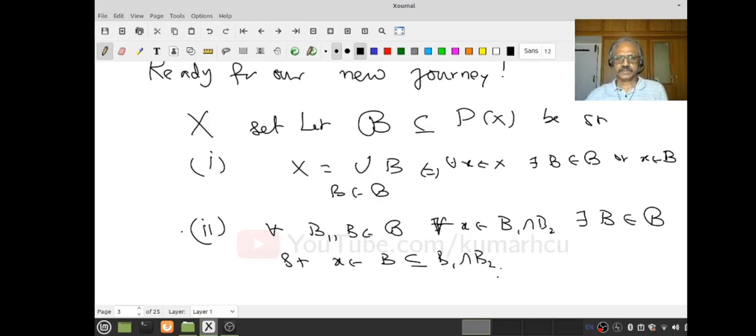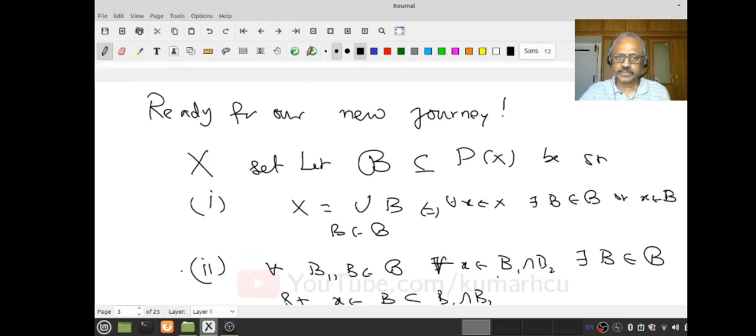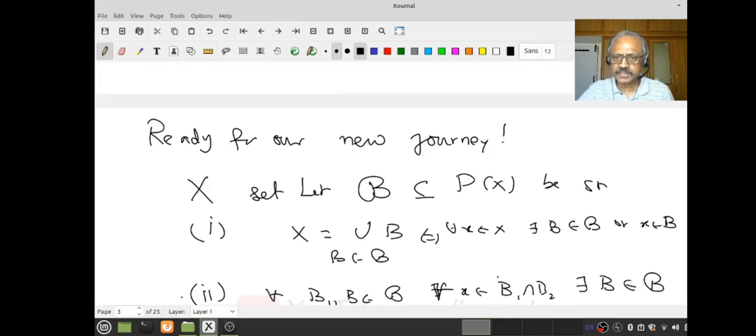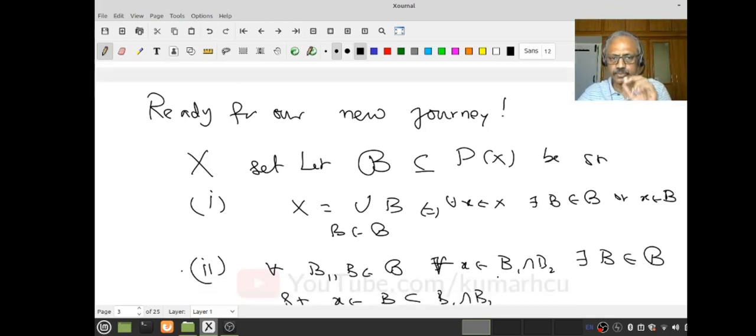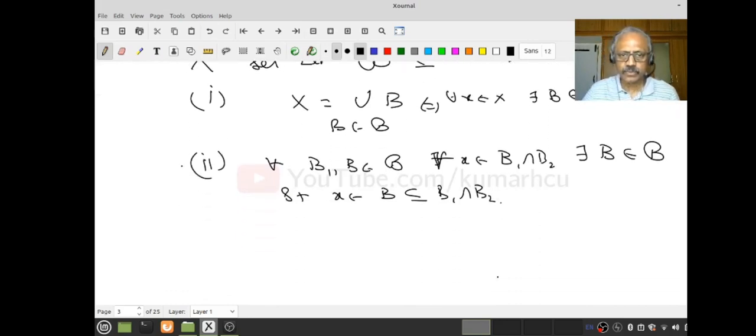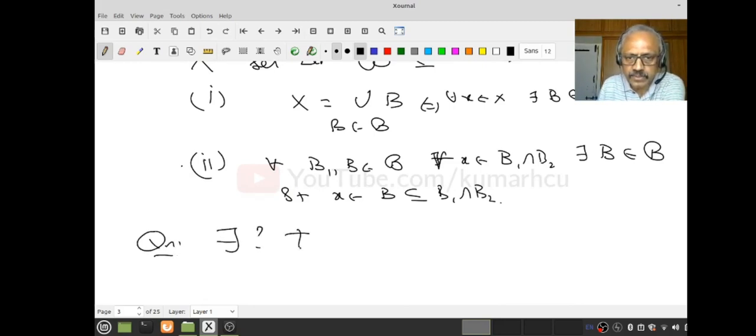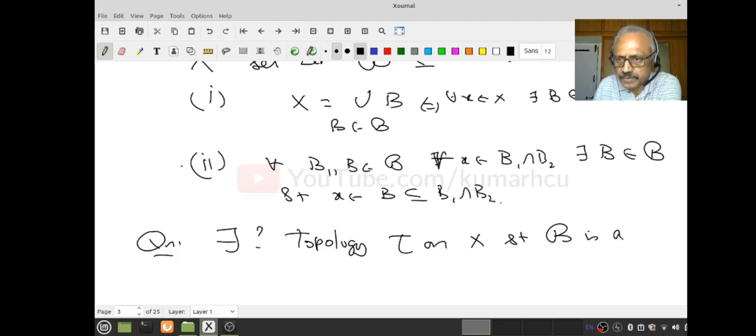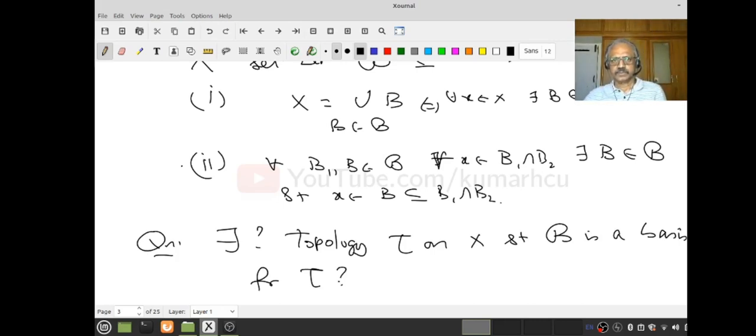Do you follow this? So what are we given? We are given only a set and a collection of subsets, but the collection has these two properties. So the question is, does there exist a topology tau on X so that B is a basis for tau? Is the question clear to all? Sure? Okay.